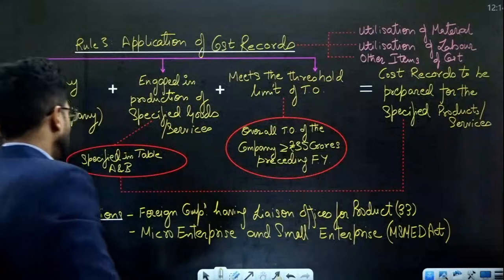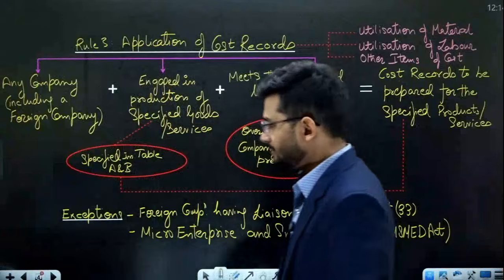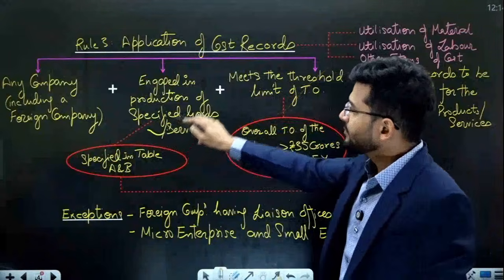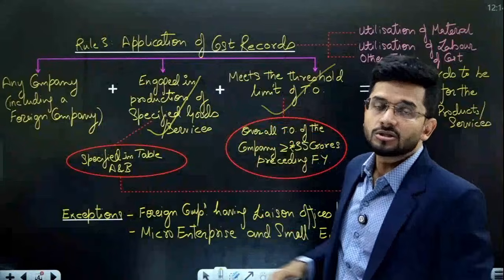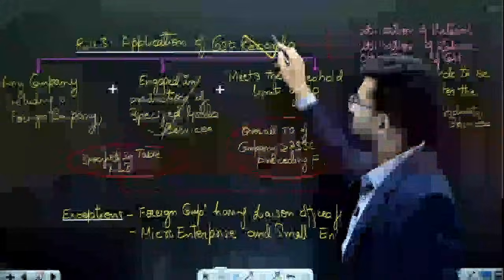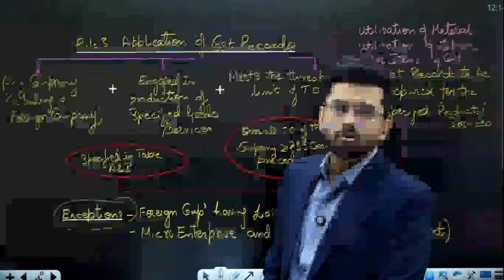All right, now we come on to the exceptions of cost records. Situations where even if your monetary threshold is met, even if you are producing the specified goods, even if both the conditions are met, then also you are not required to prepare cost audit. So what are the exceptions to rule 3? Now we're going to study the exceptions to rule 3. There are two exceptions to rule 3.